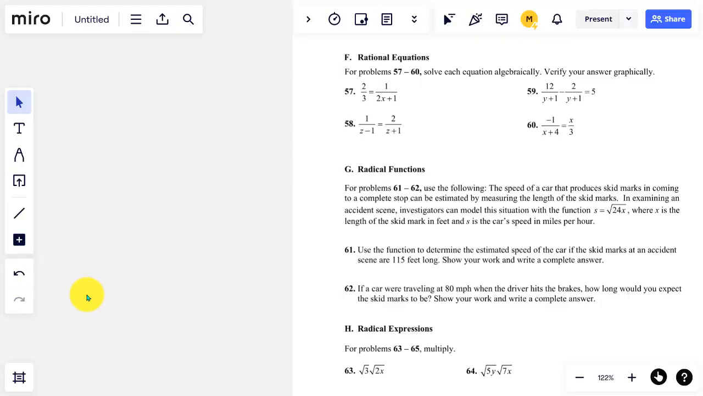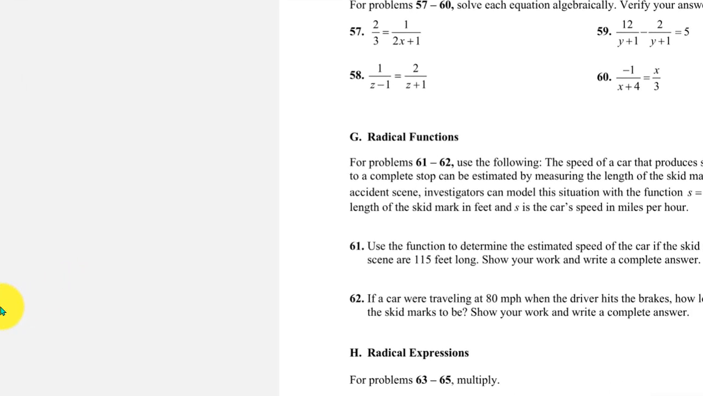Guys, in this video, we're going to solve some problems from the Math 145 Test 3 review packet. This is Michael Elmes, and we're going to start with question number 57.